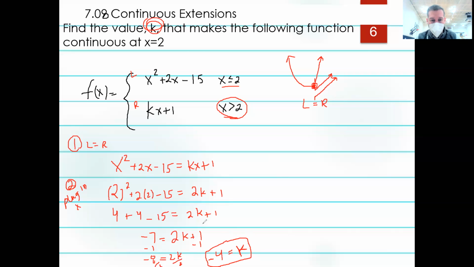I'm just going to check my work here, making sure that I did everything correctly. So I plugged in 2, everything looked good. 4 plus 4 is 8, yep. I just don't remember this answer from earlier. And we got negative 4.